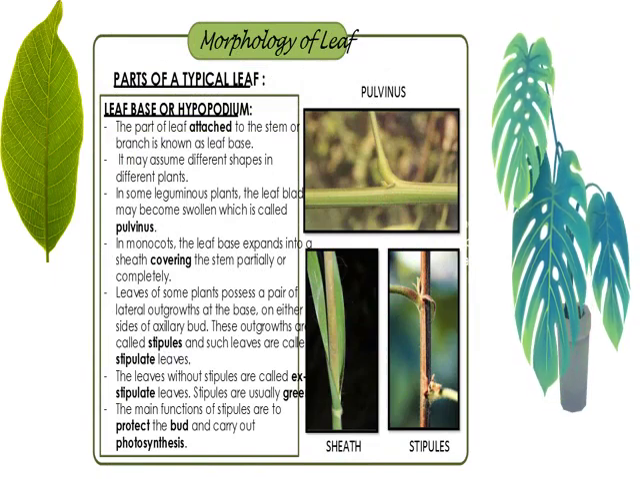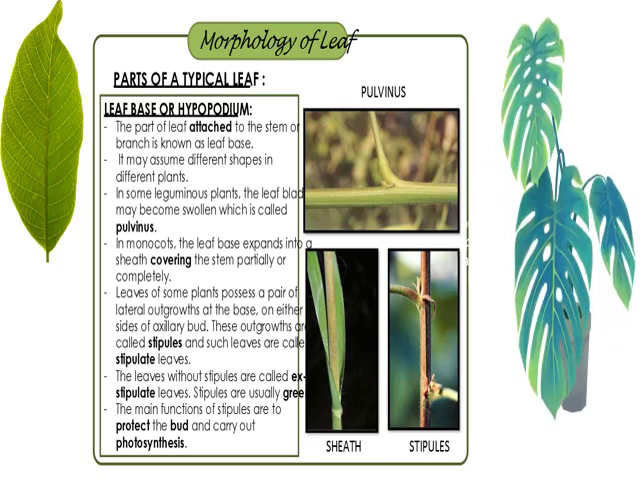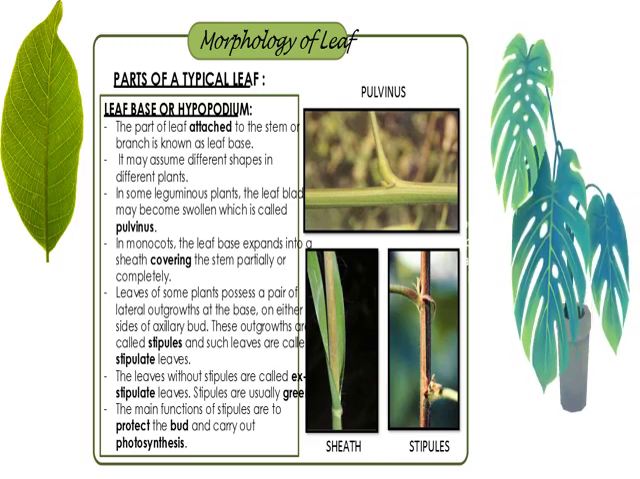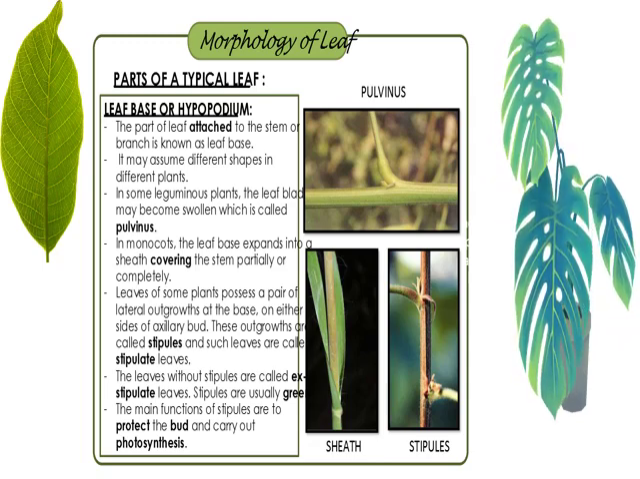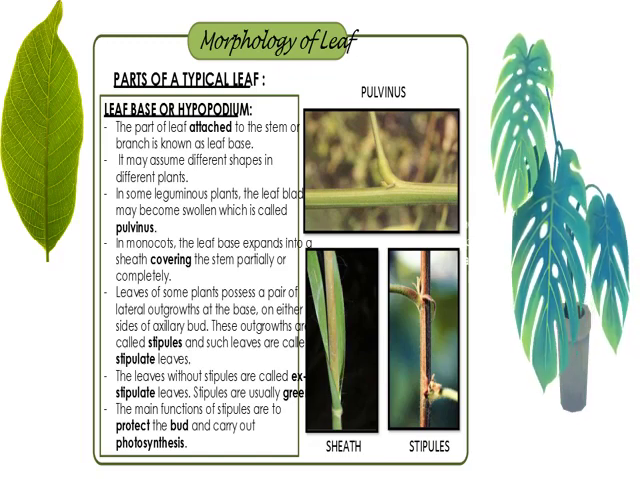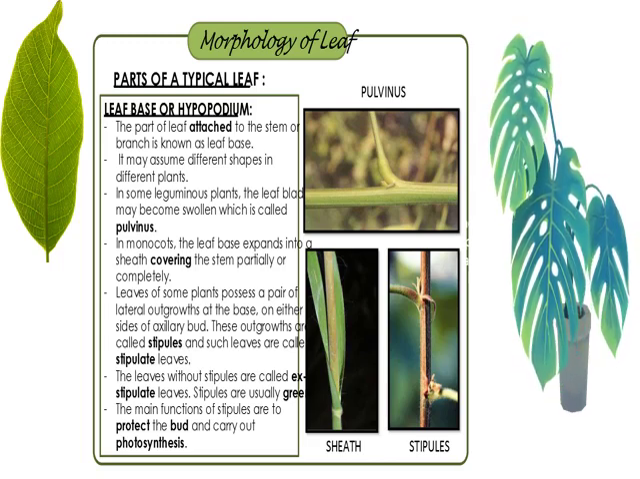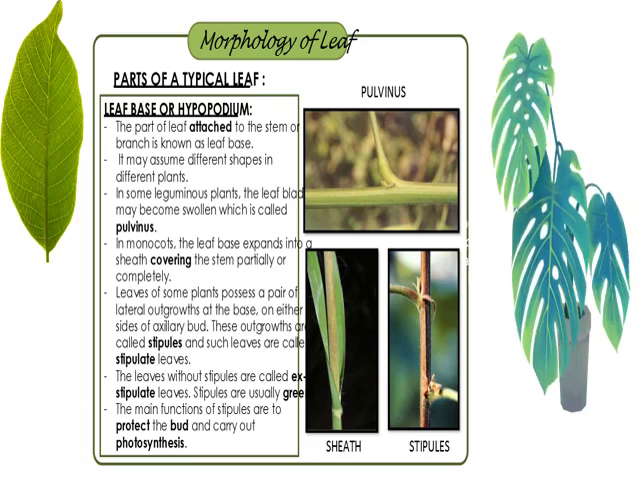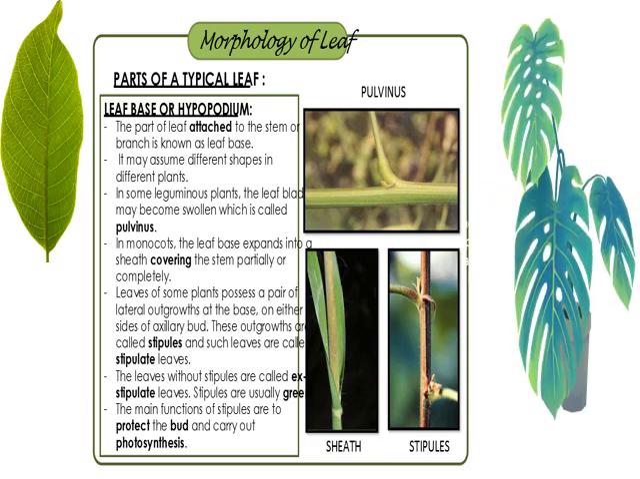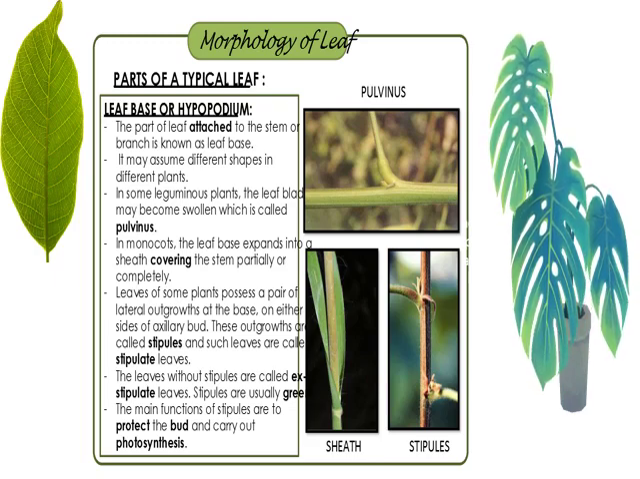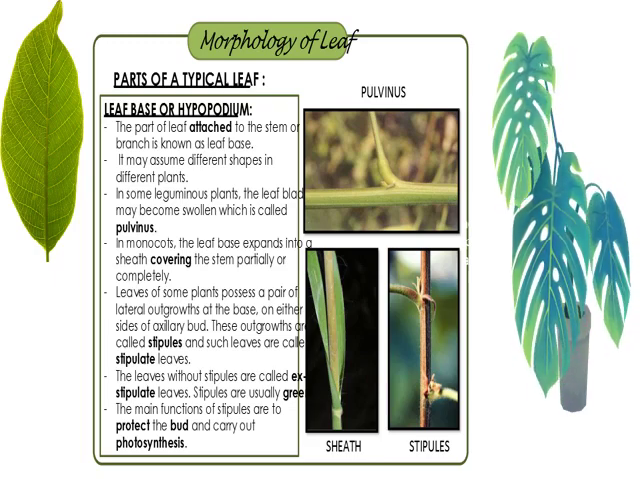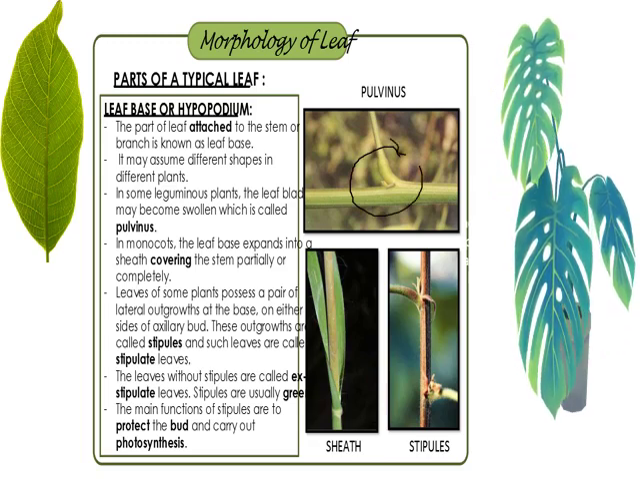So when we discuss the parts of leaf, particularly leaf consists of leaf base. It is the part of leaf attached to the stem or branch, known as leaf base. So it may assume different shapes in different plants. In some plants, the leaf base may become swollen, which is called pulvinus, as shown in this figure. Here we have a pulvinus.